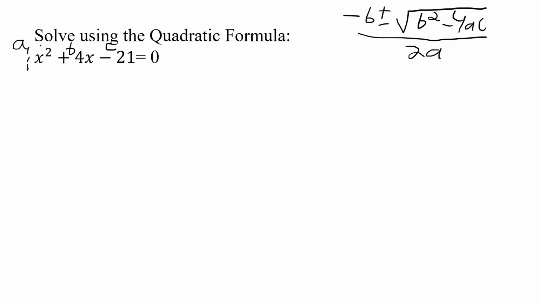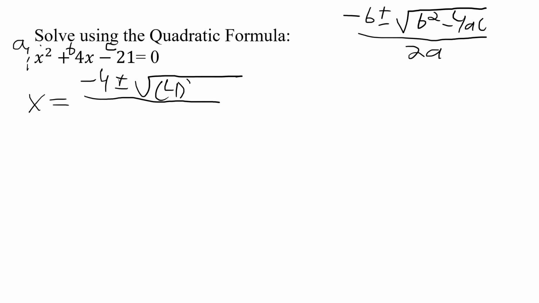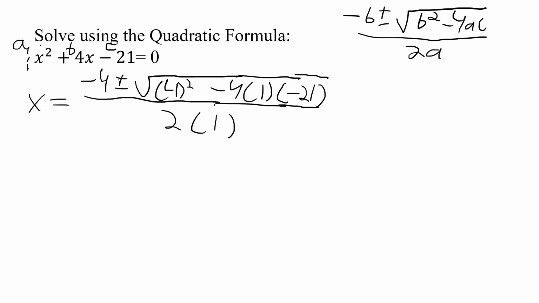So what we're going to do is put it into our quadratic formula. So negative b, that's negative 4, plus or minus the square root of b, which is 4, squared, minus 4 times a, which we said was 1, times c, which is negative 21, all over 2 times a. Let's go ahead and start simplifying. There's really nothing we can do with that negative 4 in front of the plus or minus. But when we look inside the square root, 4 squared, 4 times 4, is 16.